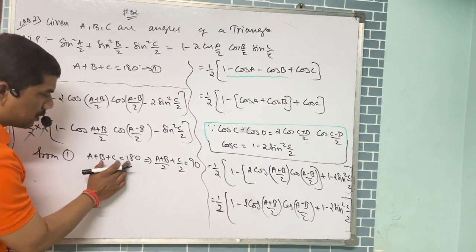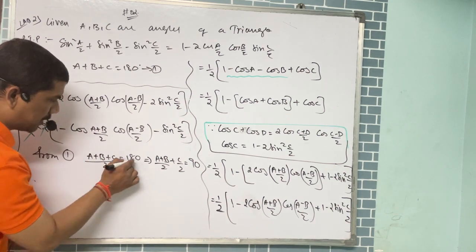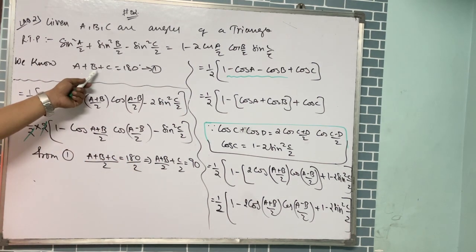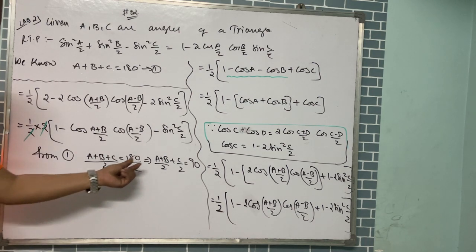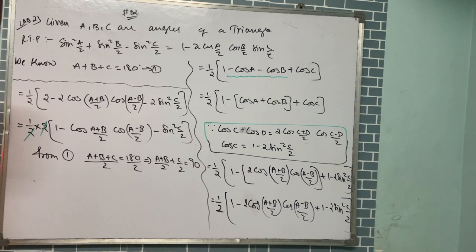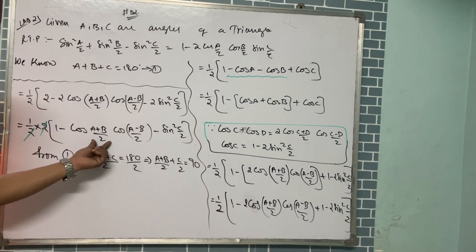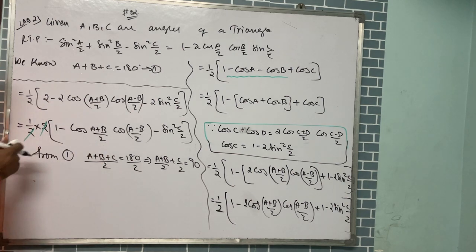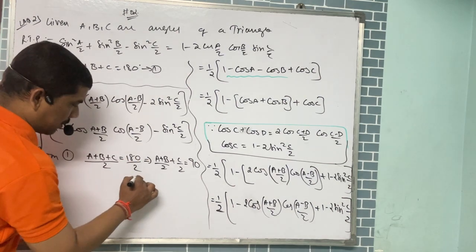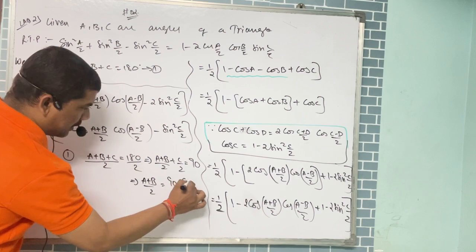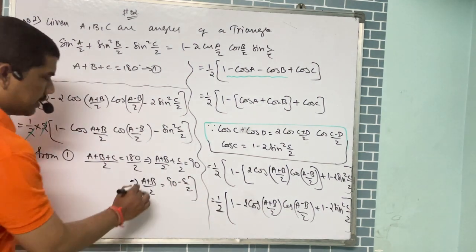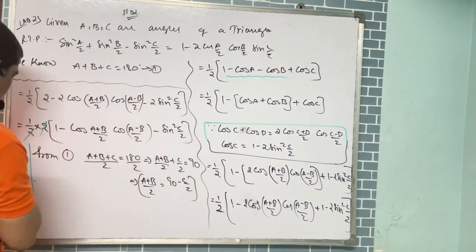A plus B plus C is equal to 180. What I am doing? Dividing both sides with 2. Equation 1 I am using here. Now, A plus B by 2 I am writing separately, C by 2 I am writing separately. Because A plus B I want to replace here. Okay? Getting idea? Right. This all is the part of some extra work. Now from this I can write A plus B by 2 is equal to 90 minus C by 2. Isn't it? I can write that part.